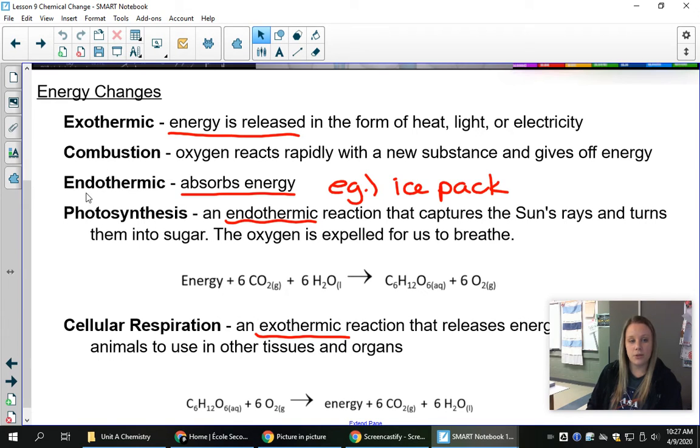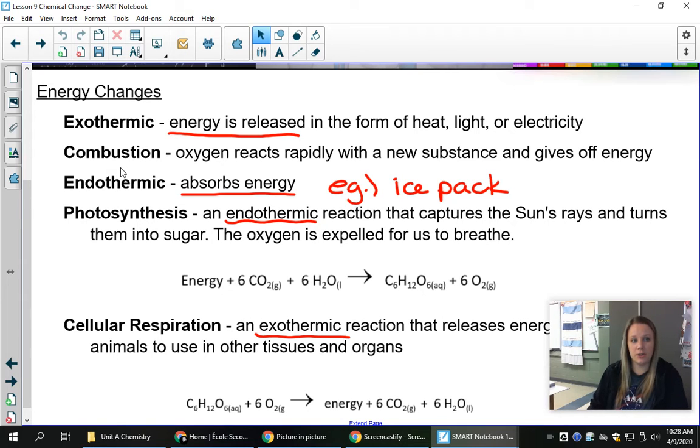Endothermic, entering, so absorbing energy. This is what happens when something gets cold. So the heat energy is actually absorbed and something loses heat. So this is the reaction that happens in those ice packs that you kind of crush. You crush the contents and a chemical reaction happens that's endothermic and they get really cold. That's exactly what's happening there.